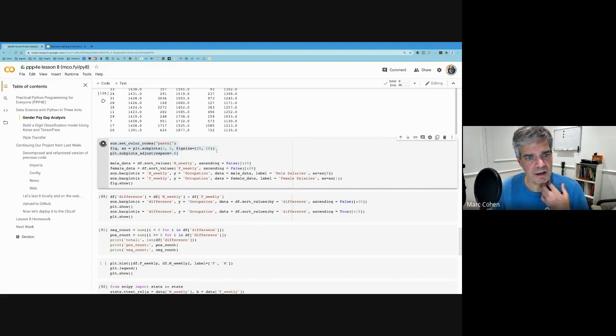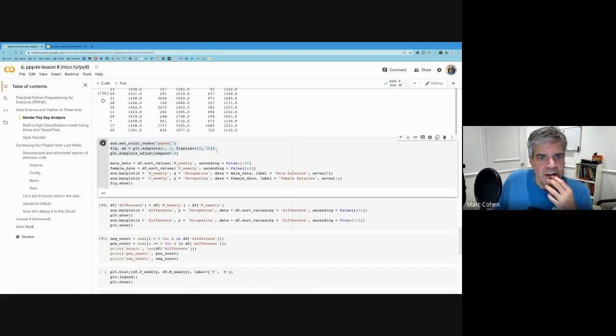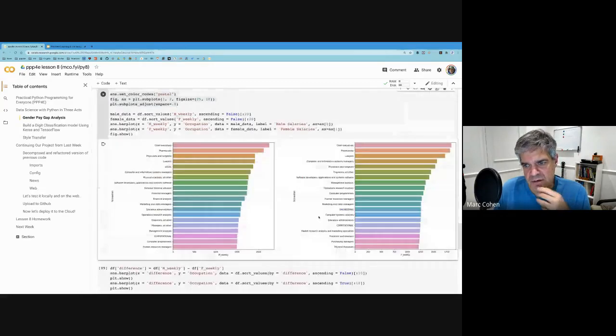So let's run that. And we get 2 graphs. The one on the left is for men and the one on the right is for women. And if we look at this, we can see the first 2 for men and women are the same. The third is physicians and surgeons. So yeah, you can sort of eyeball this, but you can't get too much out of it by staring and comparing between two different graphs.